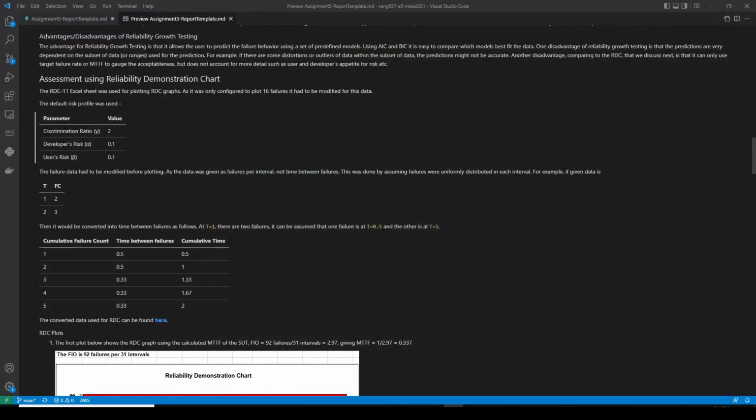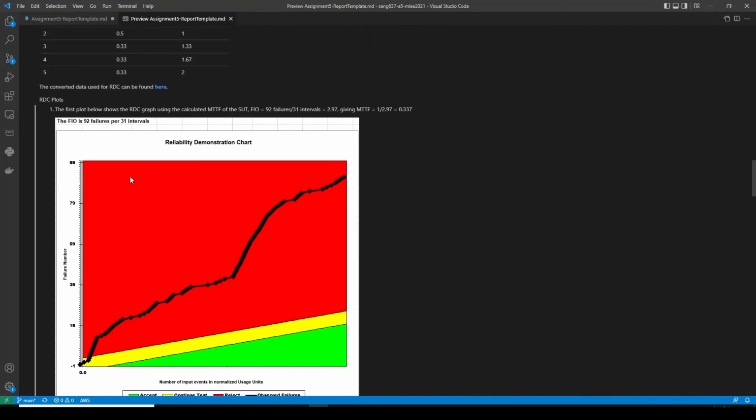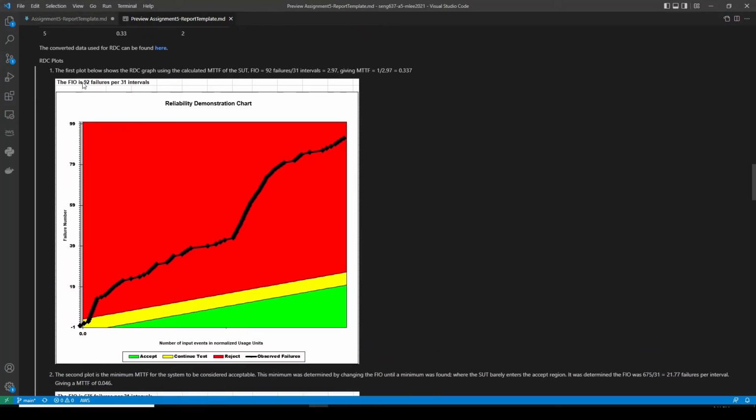We used the default parameters for discrimination ratio, developer risk, and user risk of 2, 0.1, and 0.1. And then we got this graph here. This is the 92 failures per 31 intervals, and as you can see, it goes immediately into the reject region as the MTTF is too high.